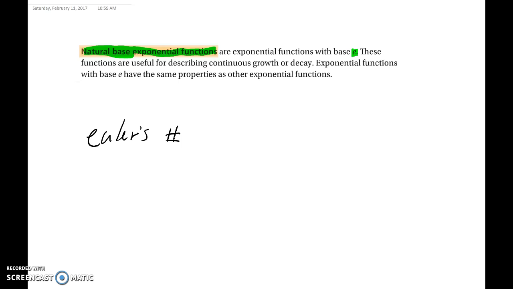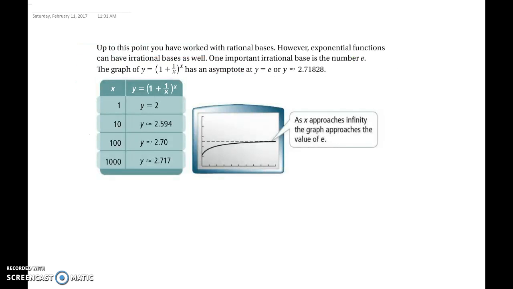So now we're just going to go ahead and do some problems using Euler's number. And these functions are useful for describing continuous growth or decay. And the key word there is continuous. So it means it's constantly growing or constantly decaying. Something that we've gone over in class already. Up to this point, we've only worked with rational bases, meaning bases that can be expressed in the form of a fraction, but now we're going to talk about irrational bases, and that's where we get the letter e, as we've already discussed.